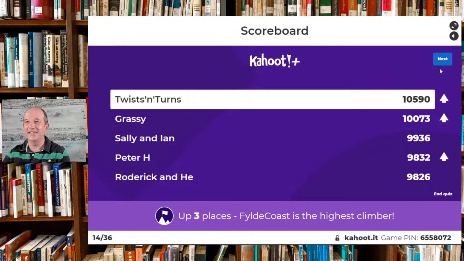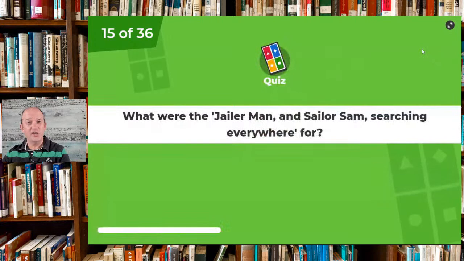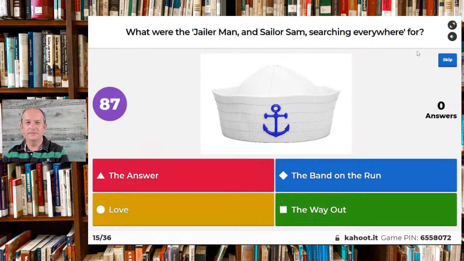Oh, this one might be a bit more up your street, might not be. What were the Jailer Man and Sailor Sam searching everywhere for? Is it the answer, Band on the Run, love, or just the way out? Roderick and Helen. Oh, thank you, Roderick. I suspected it was, but I didn't want to assume. So what were the Jailer Man and Sailor Sam searching everywhere for? Was it the answer? Was it the Band on the Run? Was it love? Or was it the way out?